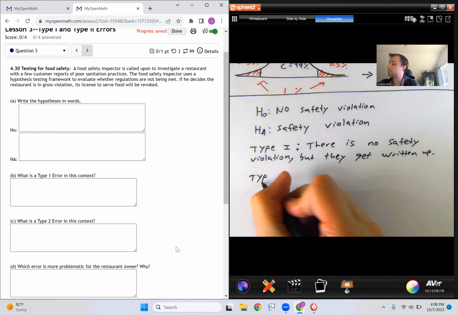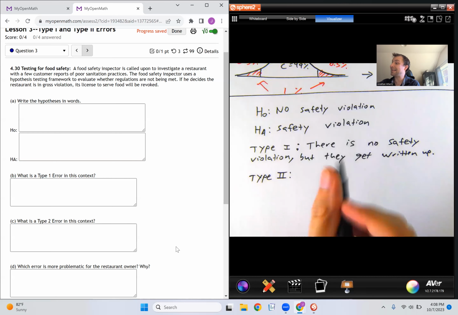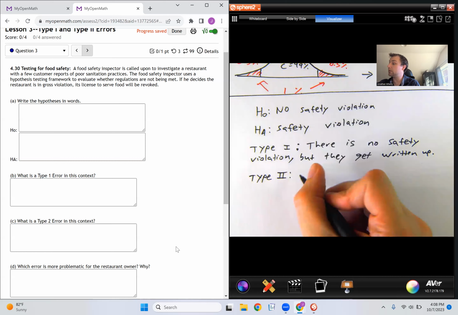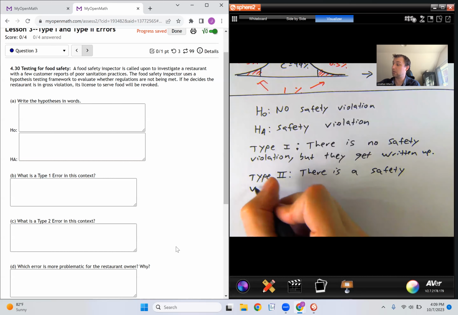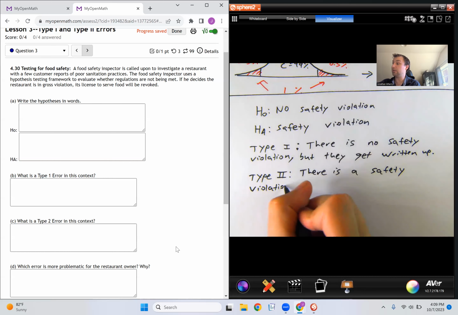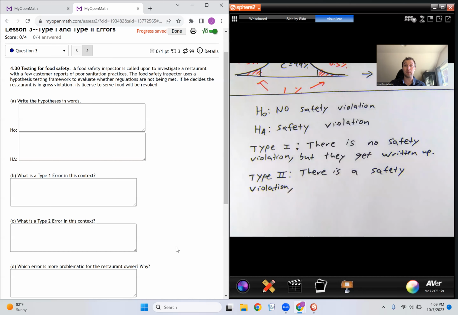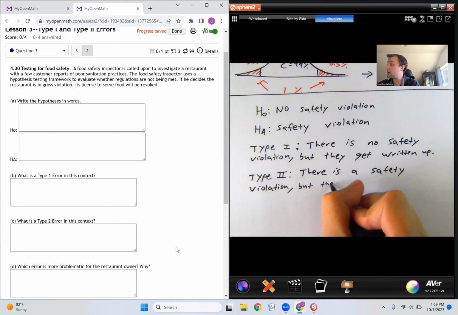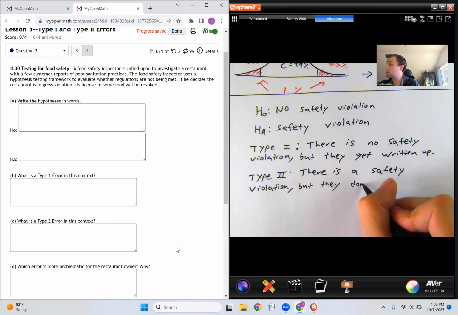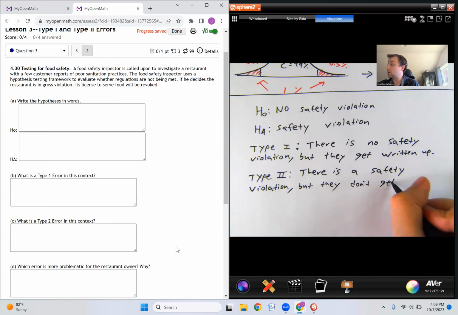Type 2. The second thing is true. So the second thing being true here would mean there is a safety violation. So maybe there's some food handling thing that they shouldn't be doing. But, and now here's the disconnect. So in actuality, it's not safe, but they don't get written up.